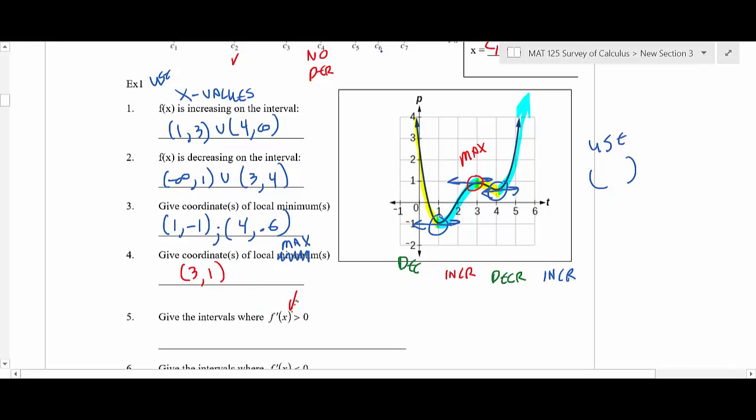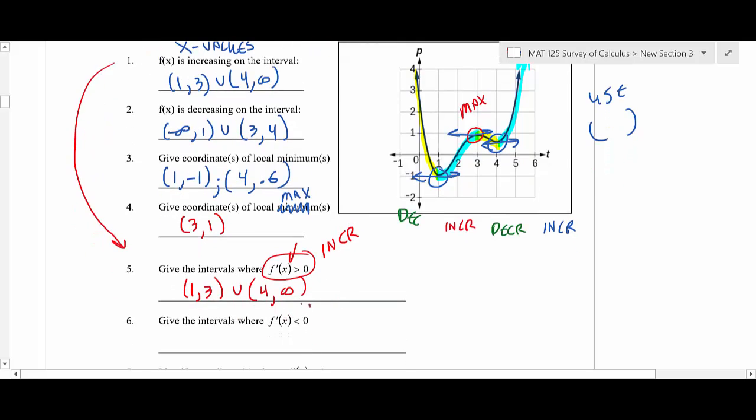So basically the derivative would be greater than 0 wherever you're increasing. We already answered that. So it's the same answer as we had on number 1. So that would be from 1 to 3 and from 4 to infinity. Okay, that's not a trick question. I want you to know that 1 and 5 are asking the same thing, really. Okay, and then how about the derivative negative? That means you're decreasing. So that's the same as what we got on problem number 2, which would be negative infinity to 1, union 3 to 4 like that.